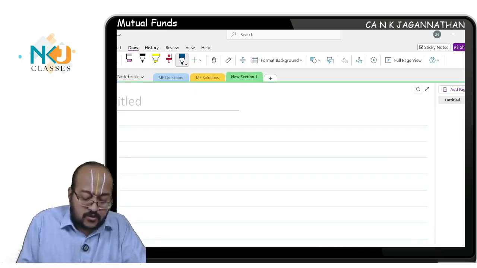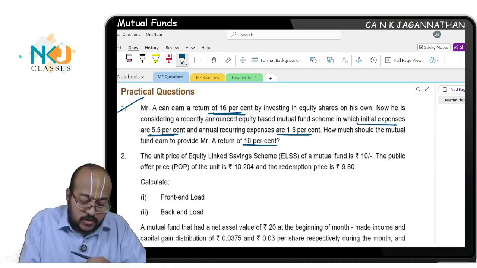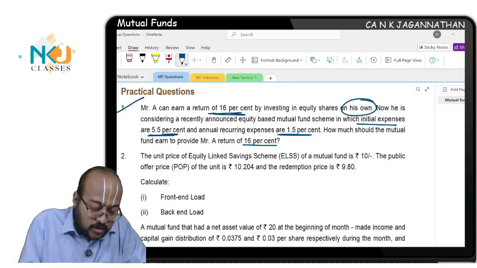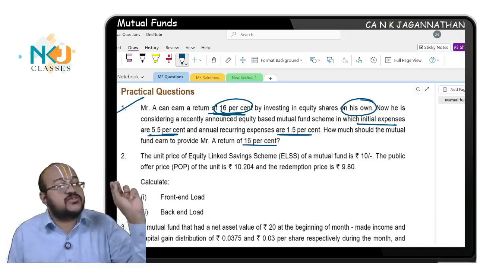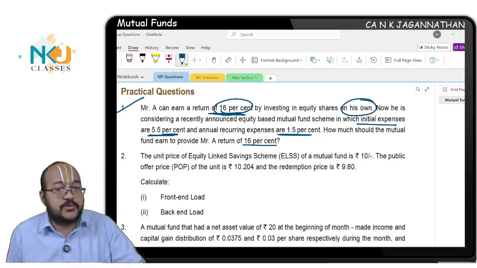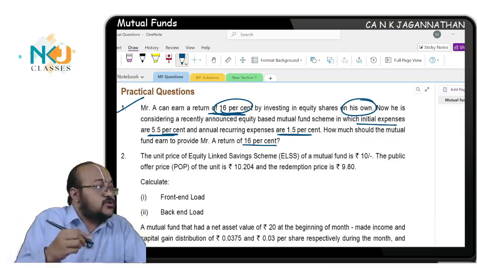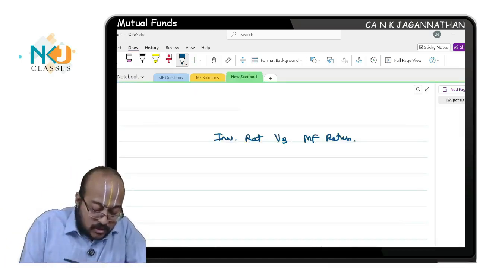See, very simple. There is a concept called investor's return versus MF return. In this question, if the investor invests in shares on his own, he can earn a 16% return. So if an investor wants to invest in a mutual fund, he should at least earn 16%, which he can manage on his own. So how much should the mutual fund earn in order to provide the investors with a return of 16%? This is the question, correct?